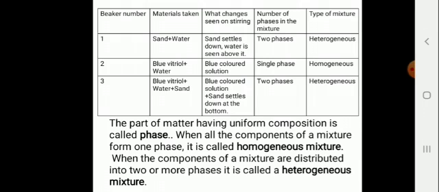When the components of a mixture are distributed into two or more phases, it is called a heterogeneous mixture. Hetero means two distinct phases are seen clearly. If oil and water are taken and stirred with the help of a glass rod, after some time oil will float on water because oil has less density than water. Oil and water cannot be mixed together.